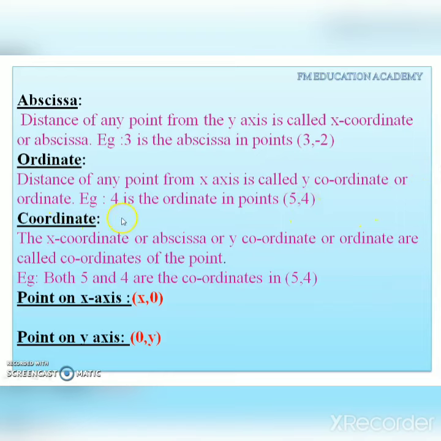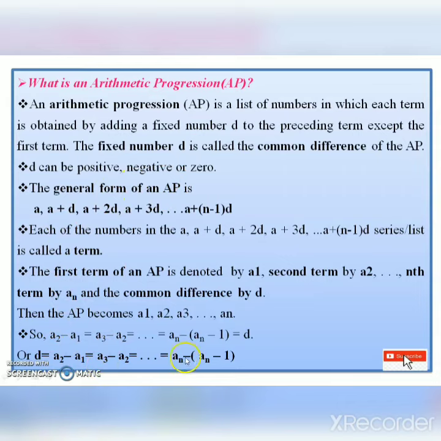So if I want to rearrange this D, I can write it as D is equal to A2 minus A1, that is equal to A3 minus A2, that is equal to up to An minus An-1. So always, in order to get the common difference D for an AP, subtract the first term from the second term, or the second term from the third term, or the (n minus 1)th term from the nth term.